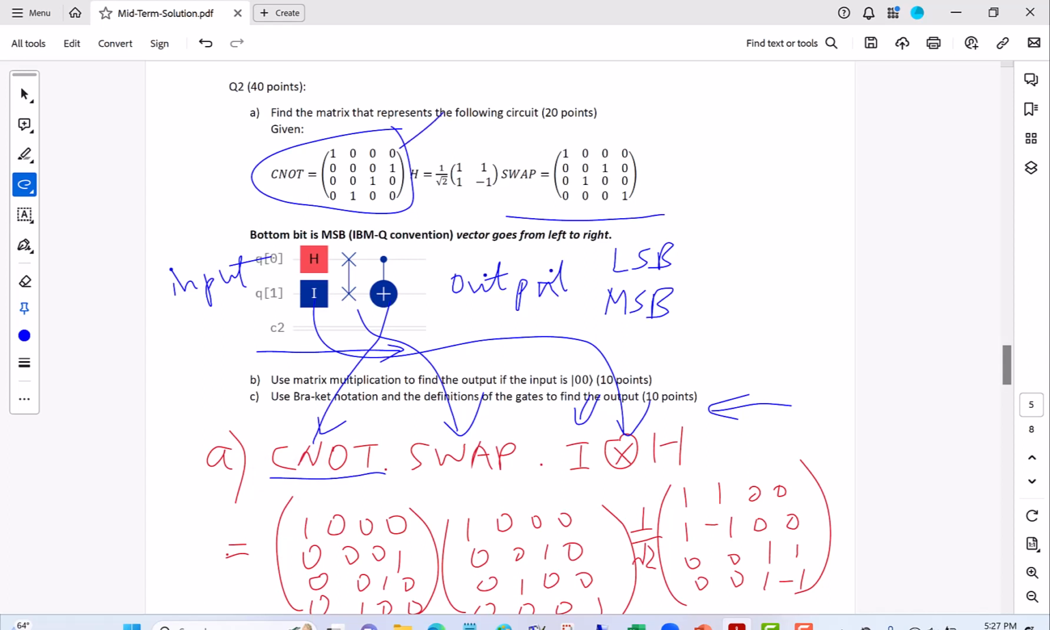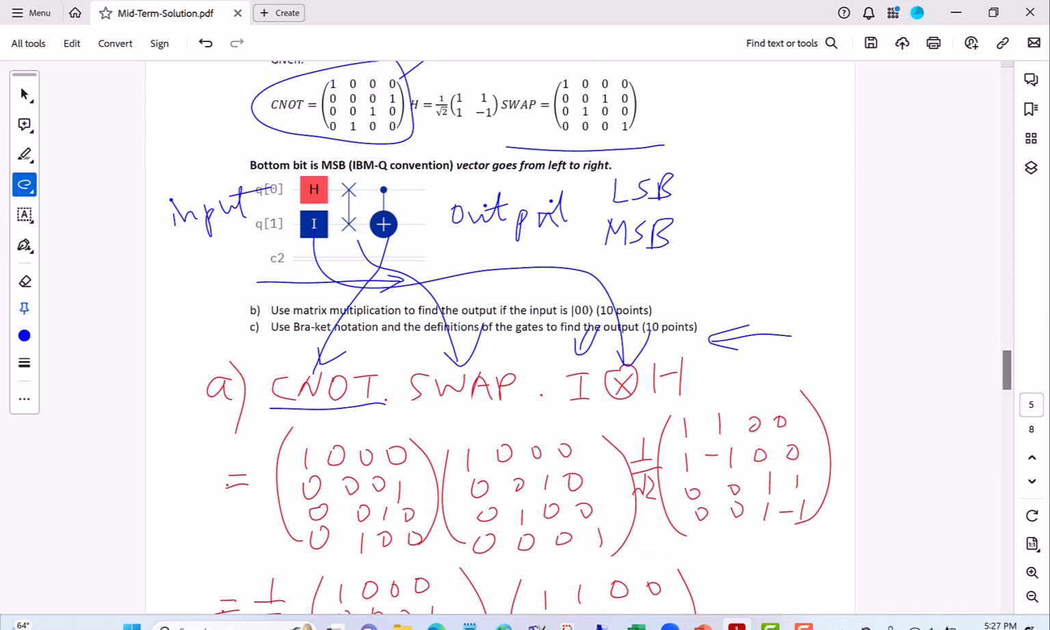Okay. Then you do tensor product for I and H. I again is 1, right? So 1, you put H here, another 1 put here. This is 0. 0 times H is 0. That's how you do the tensor product. Do not forget 1 over square root 2.